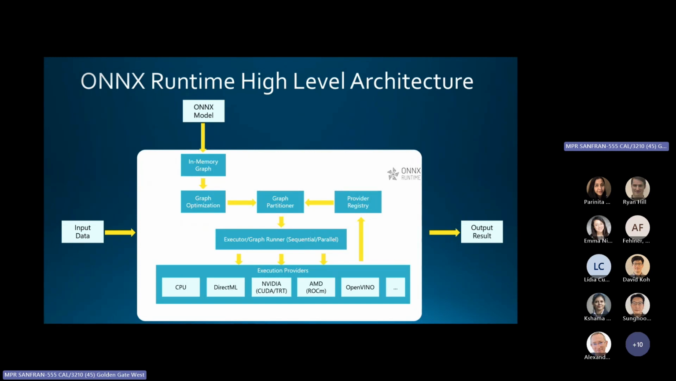To name a few, we have the CPU, DirectML, which is for Windows, and NVIDIA has two, CUDA and TensorRT. AMD also has two, MIGraphX and ROCm, and Qualcomm and many others. They contribute their own software to make ONNX Runtime run optimally on their hardware. If your machine has their hardware, you can use ONNX Runtime to take advantage of the hardware. So this architecture also allows hardware.